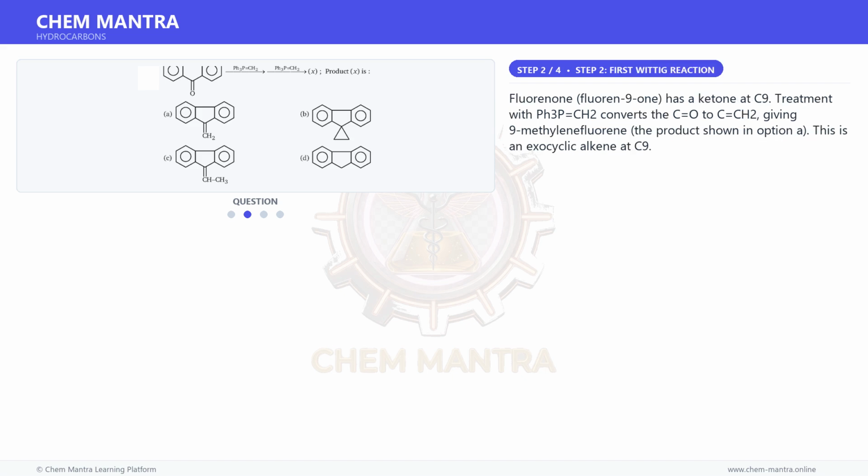Moving on to the next step. Fluorenone, compound 1, has a ketone at C9. Treatment with Ph3P=CH2 converts the C=O to C=CH2, giving 9-methylenefluorene, the product shown in option A. This is an exocyclic alkene at C9.